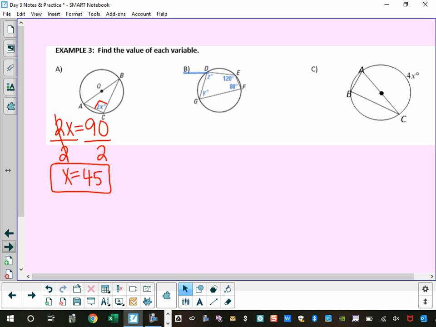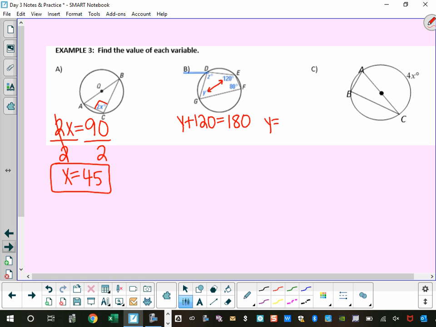All right, so when looking at letter B, do I have a triangle inside my circle or a quadrilateral? A quadrilateral. So therefore, opposite angles are going to equal what? 180, good. So what's opposite of y? 120, right? So I'm going to do y plus 120 is equal to 180. What does y equal? It will equal 60 degrees.